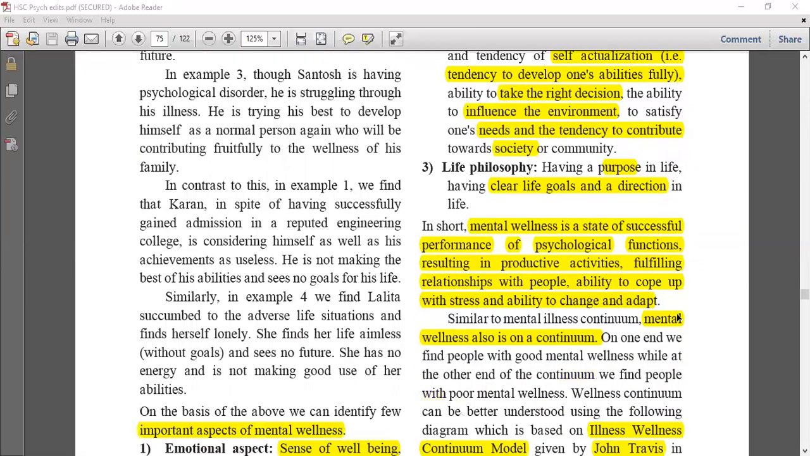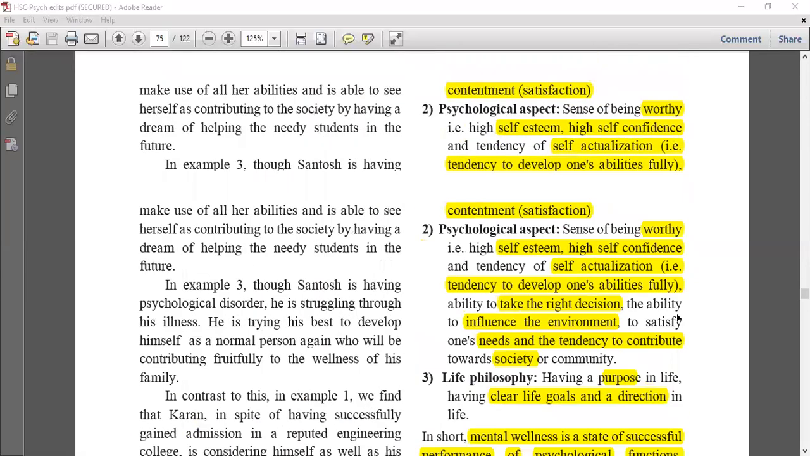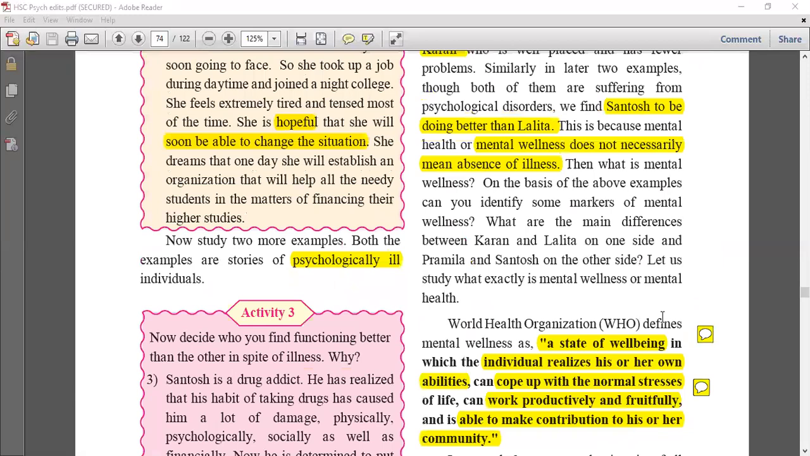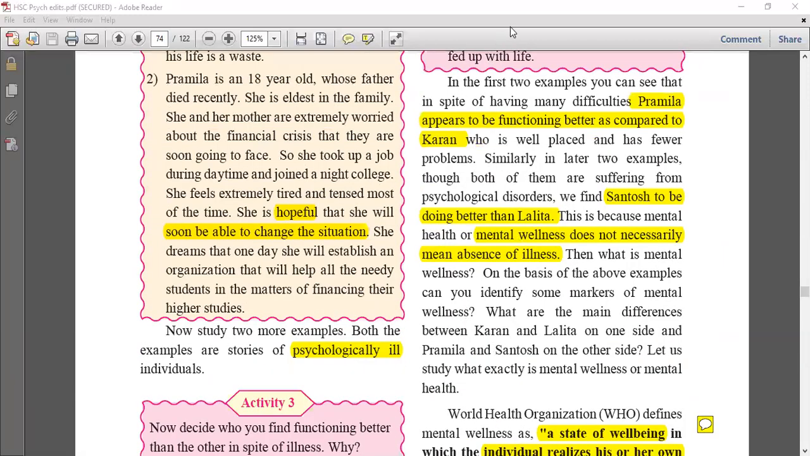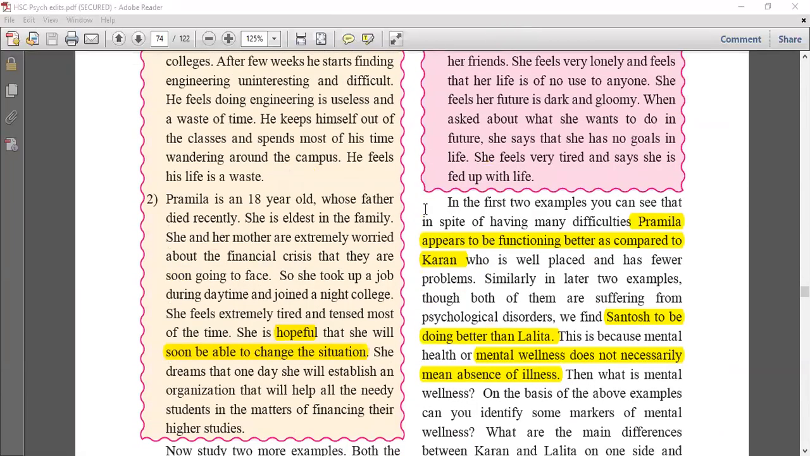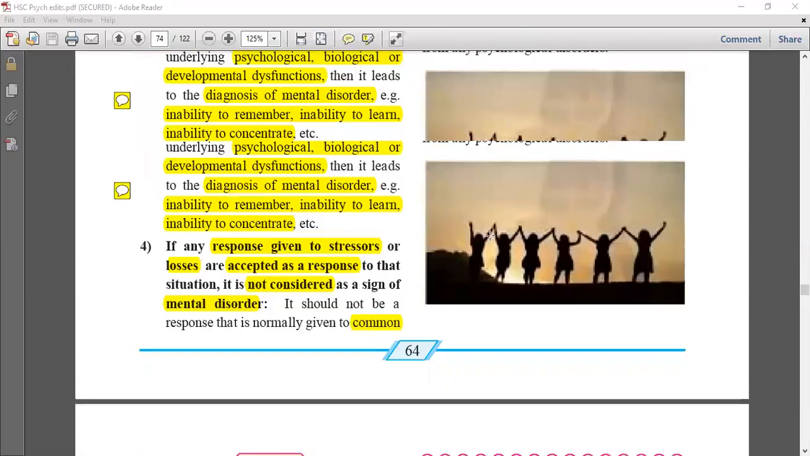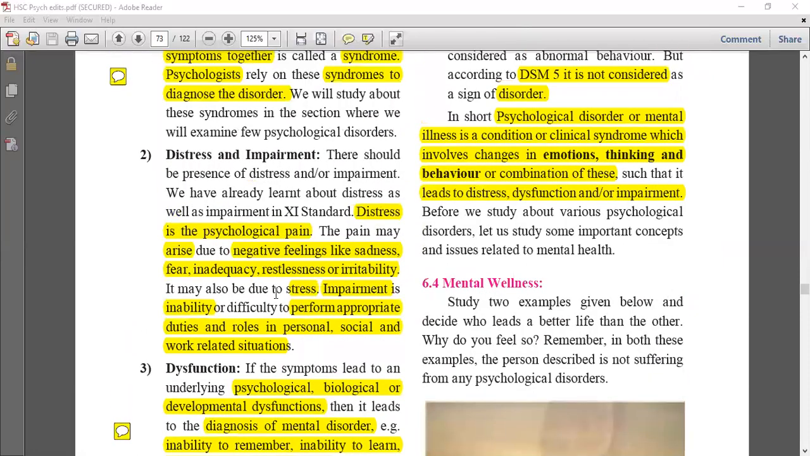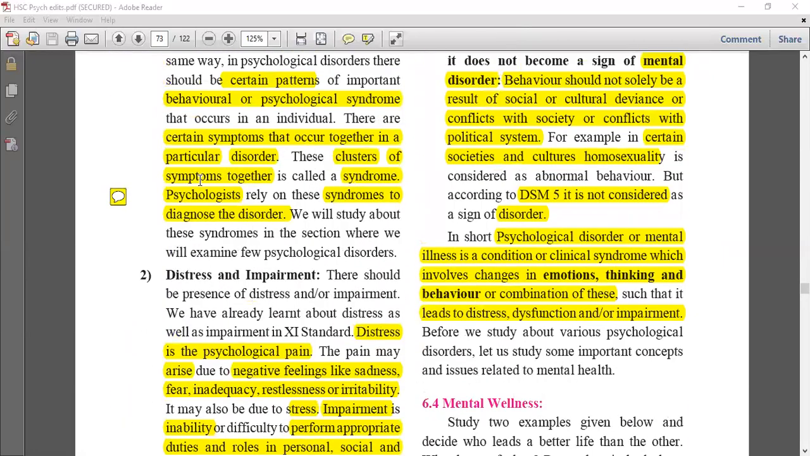We also saw the criteria, in which they spoke about syndrome. Basically, it's a cluster of symptoms together that becomes a syndrome. Your answers are actually in this only. Let me get you the exact place. Yes, here it is: a cluster of symptoms together is called a syndrome. Okay.